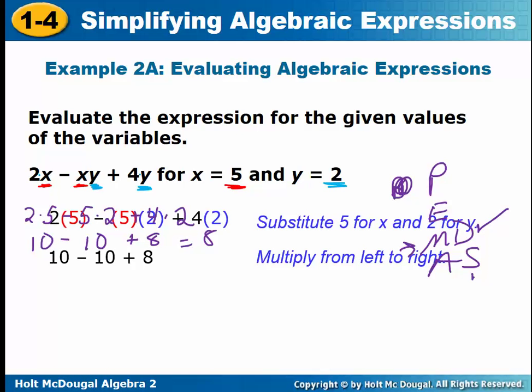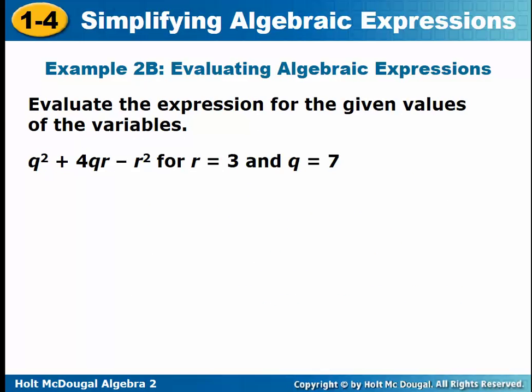I kind of covered up their little spot, but we ended up with the same exact answer, and we got 8. All right, here's another example. First thing to do is replace every R that you see with a 3 and every Q that you see with a 7.